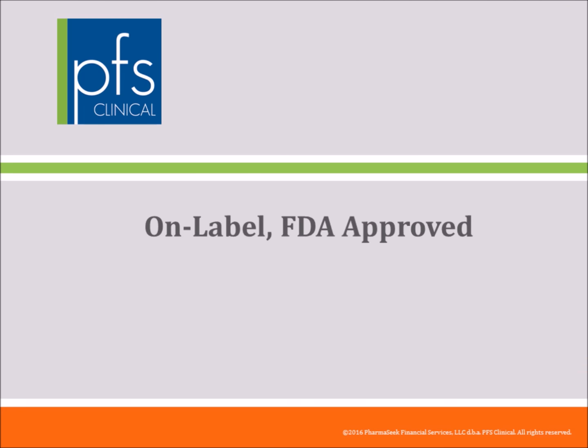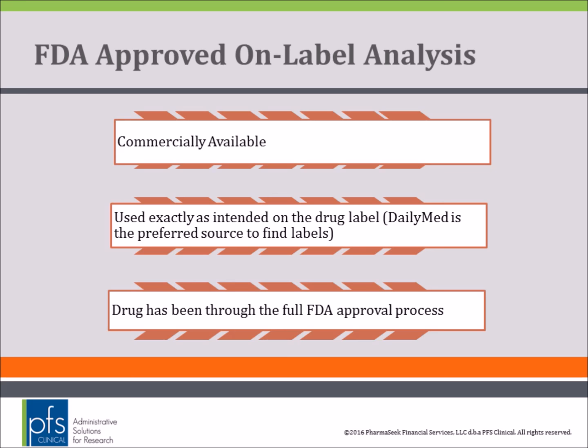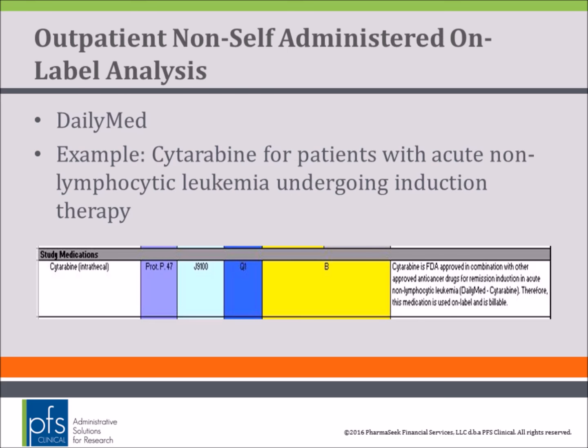If a drug is not given in an inpatient setting, you must analyze whether it is on or off-label. A drug that is on-label is commercially available, used exactly as intended on the drug label, and has been through the full FDA approval process. At PFS Clinical, DailyMed is the preferred source to find labels since it is provided by the NIH. When determining if a drug is on label, search for the drug on DailyMed and determine if the drug is being used exactly as intended on the drug label.